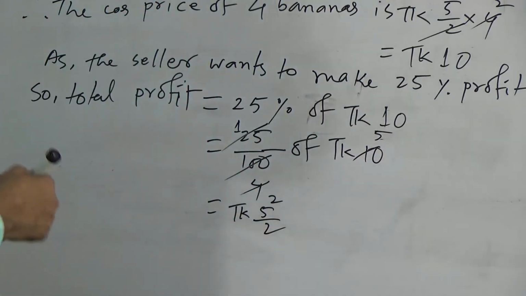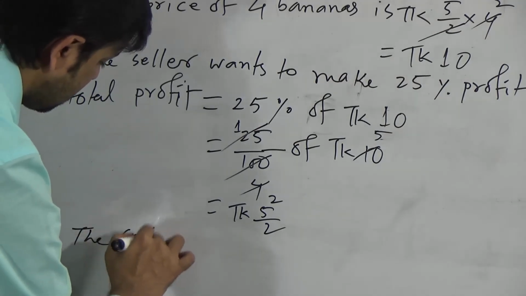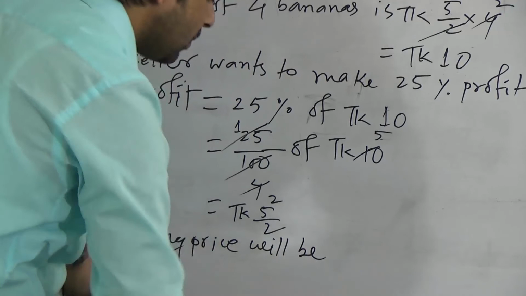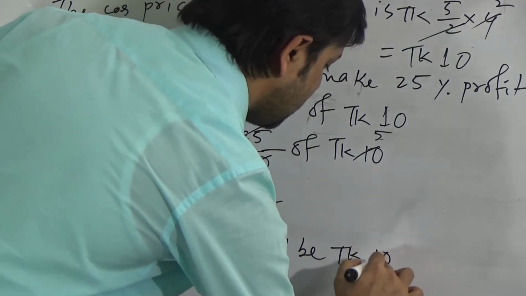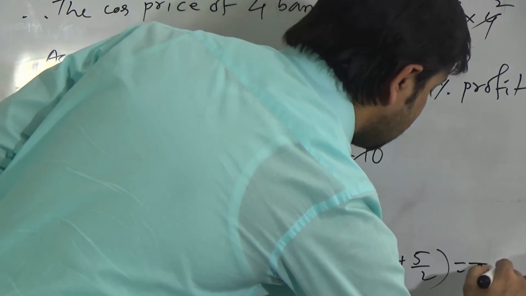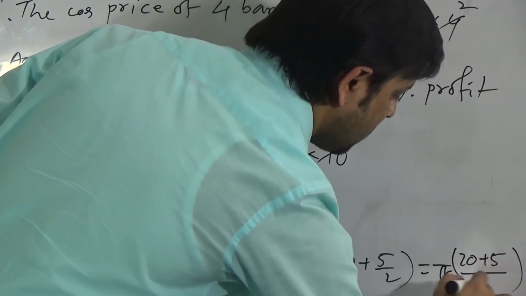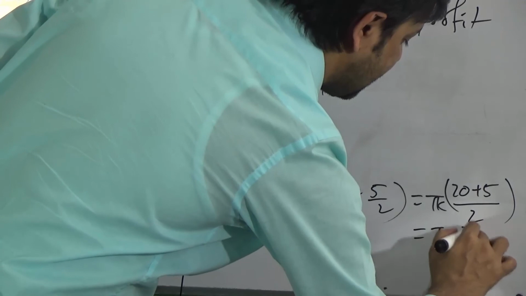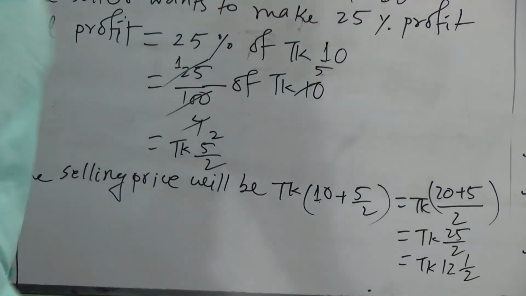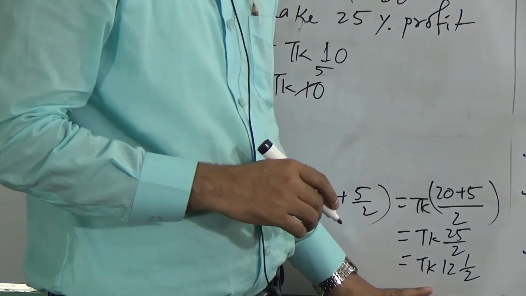So if we add this profit with the cost price, we will get the selling price. So the required selling price is, therefore the selling price will be taka 10 plus 5/2. Now if you calculate, the LCM is 2. This will be 20 plus 5. That means taka 25 by 2. It means taka 12 integer 1 by 2. As this is an improper fraction, we can convert this into a mixed fraction.